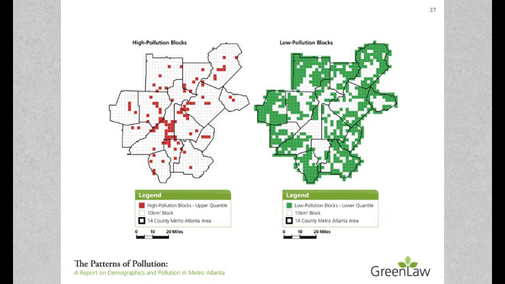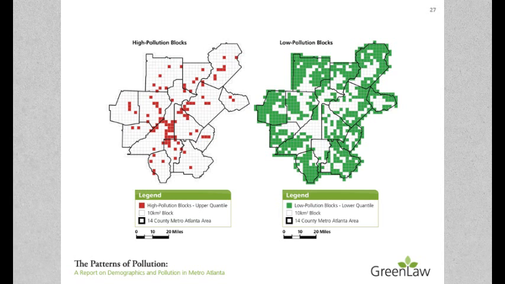So those are the 7 demographic characteristics that we looked at. Let's just step back and look at the pollution scores across the region. And Nick talked about this. This is just summing up the number of pollution points in each of the blocks.